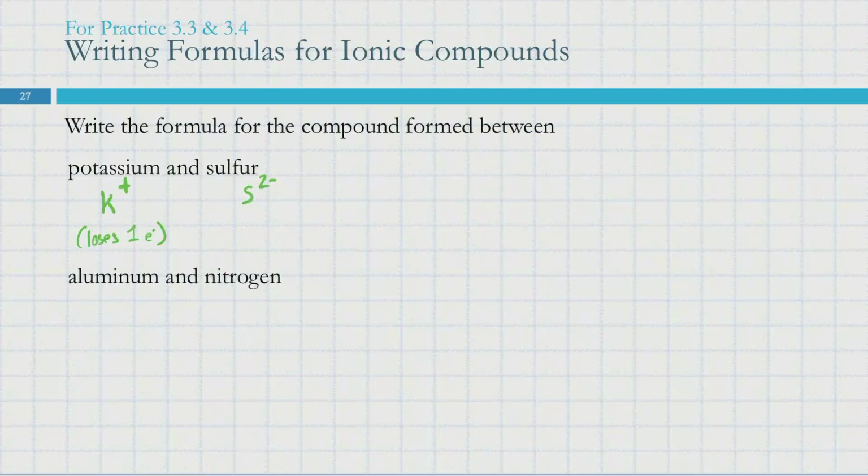And then we need those charges to balance each other out, to be equal and opposite. So we can look at this. All right, well, we've got a 1 plus charge. We've got a 2 minus charge. We can't make the 2 minus charge smaller because we can only have whole numbers, so we can't have half of a sulfur. But we could have 2 potassiums, which would make the overall charge 2 plus.